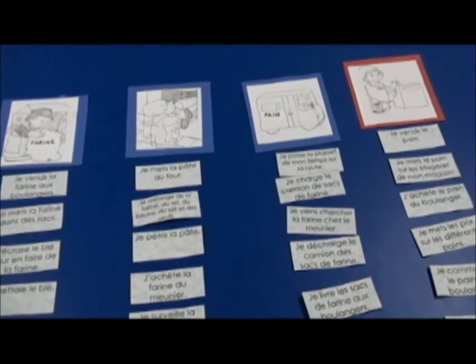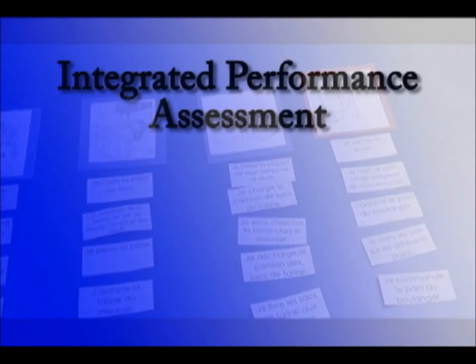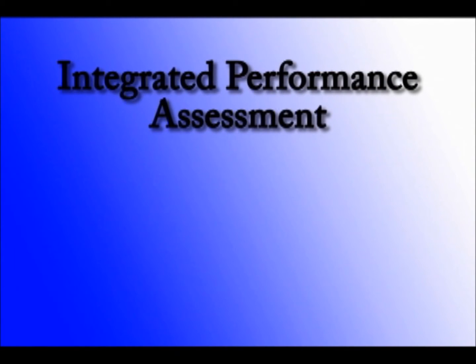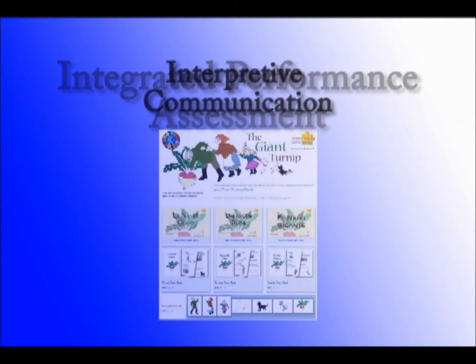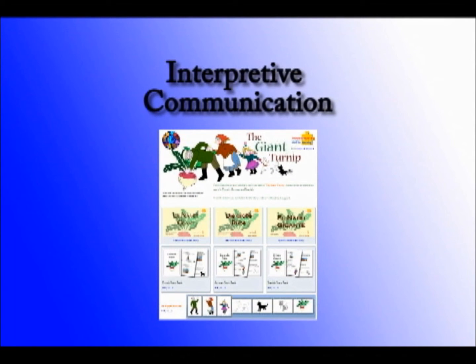This unit concluded with an integrated performance assessment. You can learn more about IPA on the Carla website. For the first part of the assessment, interpretive communication, students answered 10 questions after viewing The Giant Turnip, an animated folktale found on Northumberland Grid for Learning website. This is a story that is similar in theme and vocabulary to The Little Red Hen.